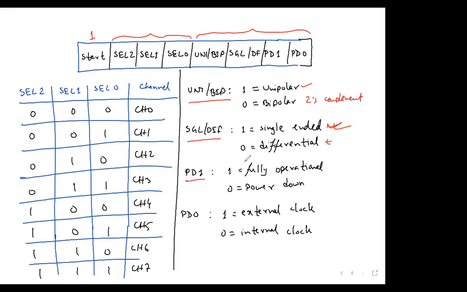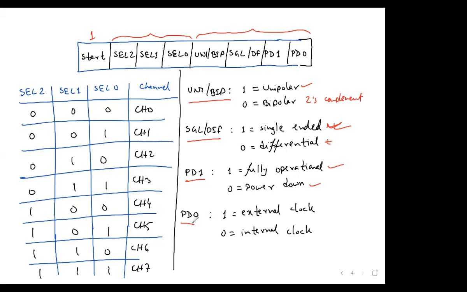If the value of PD1 is 1, that means your ADC is working. If it is 0, it means powered down. Remember, this is not shut down. This is powered down. This is equivalent to the sleeping mode of your PC. You just take the lid down and it goes to sleeping mode. So that is something similar to this powered down. If you do not need to use the ADC for some specific period of time, you can simply put 0 in this particular pin, so it will go into power down mode and save some energy.